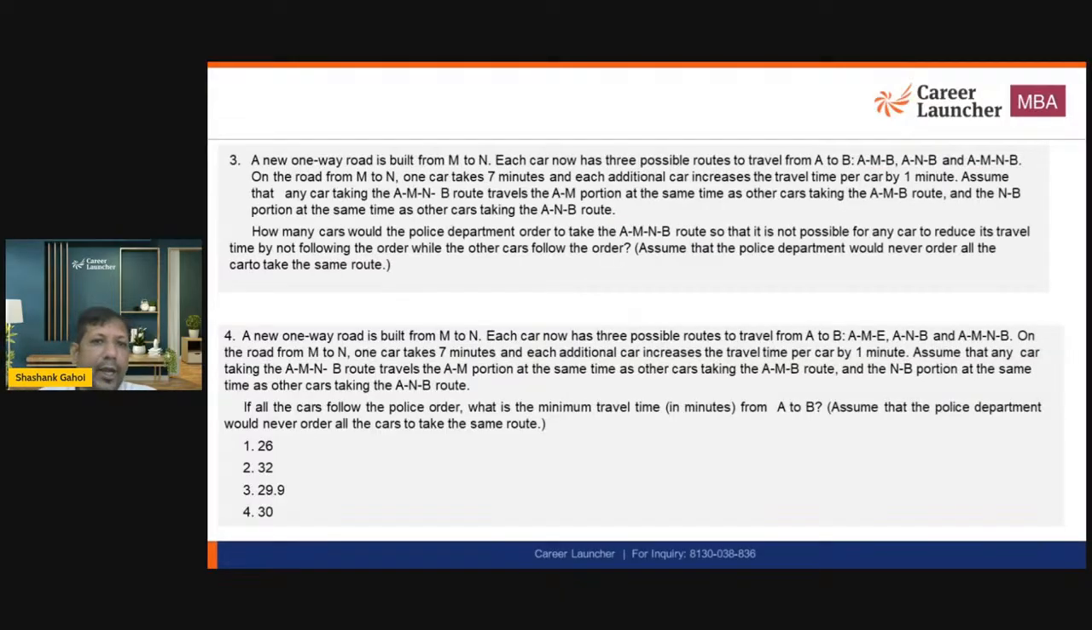Okay. Now let's look at other questions. Now it says a new one-way road is built from M to N. Okay. So let me draw this. I got A, I got M, I got N, I got B. So this is what is going to happen.